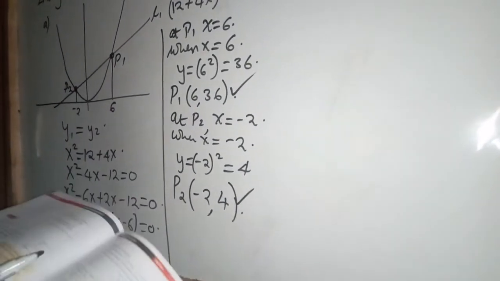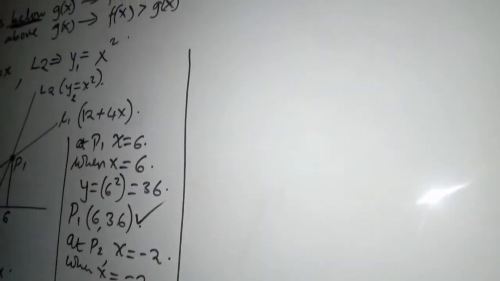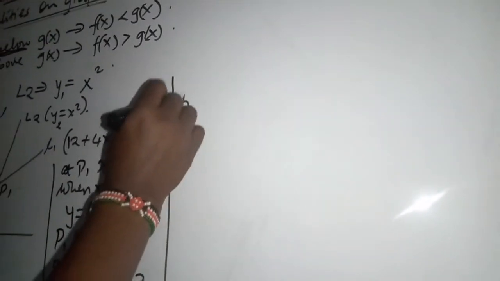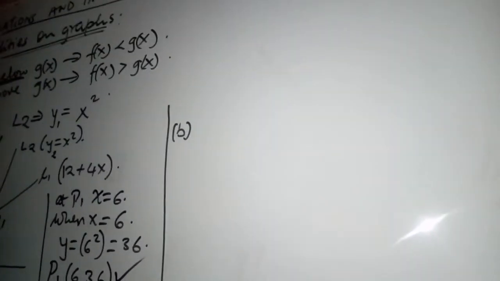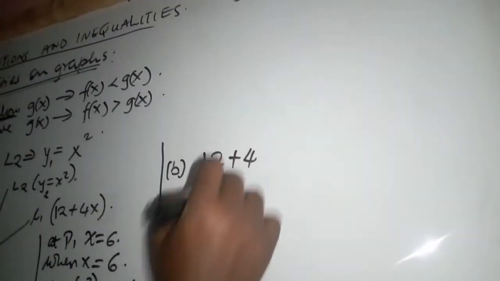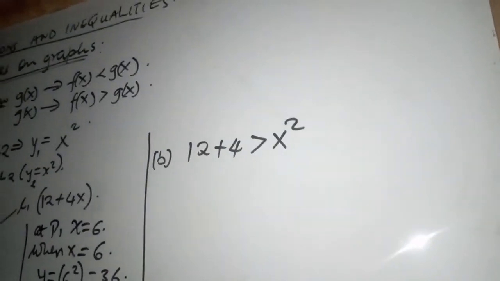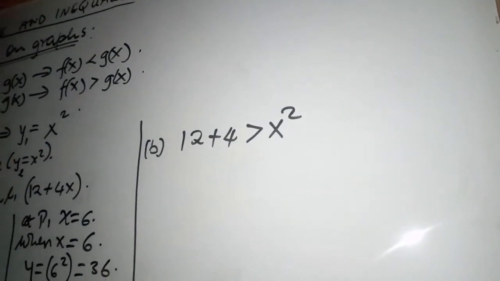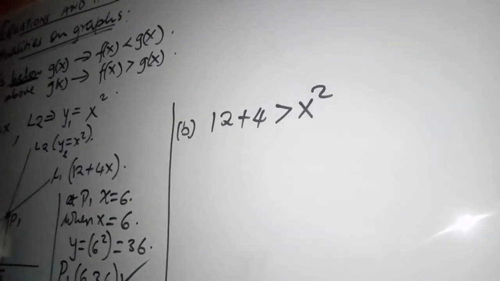Let us go to part B of the question. And what is part B saying? Part B is asking, hence write down the solutions to the inequality 12 plus 4x is greater than x squared.